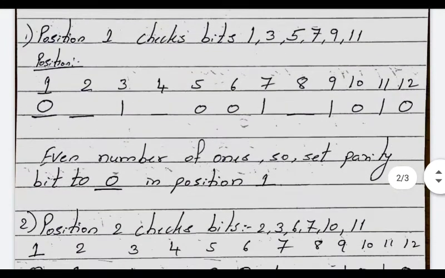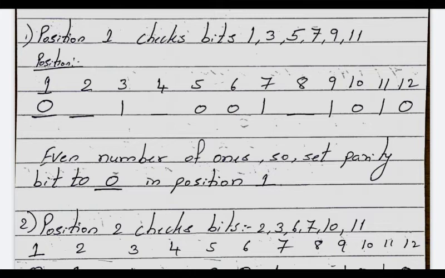Now I am going to check position number 1, no 1 is there. Position number 3, 1 is present. 5, next 7, 2 ones are there. Next one is 9, here it is 3 ones. 11, there is another one present. So totally in these particular positions how many ones are there? 4 ones, that is an even number of ones.